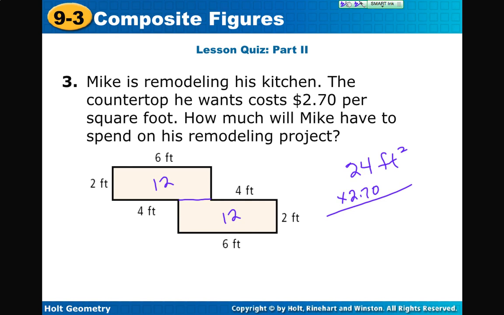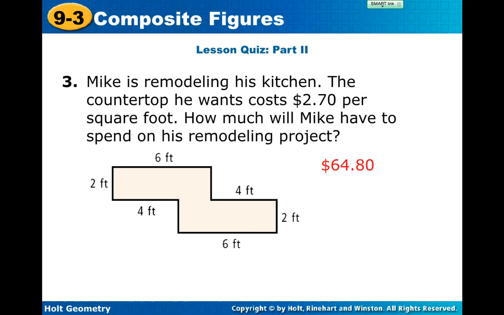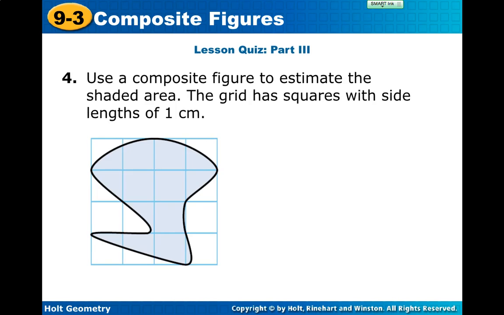64.8? Let me see what the answer was. 64.80, yes, that was the answer. So that one wasn't as involved. Okay, and a weird shape again. 1, 2, 3, 4, 5, 6, 7, 8.